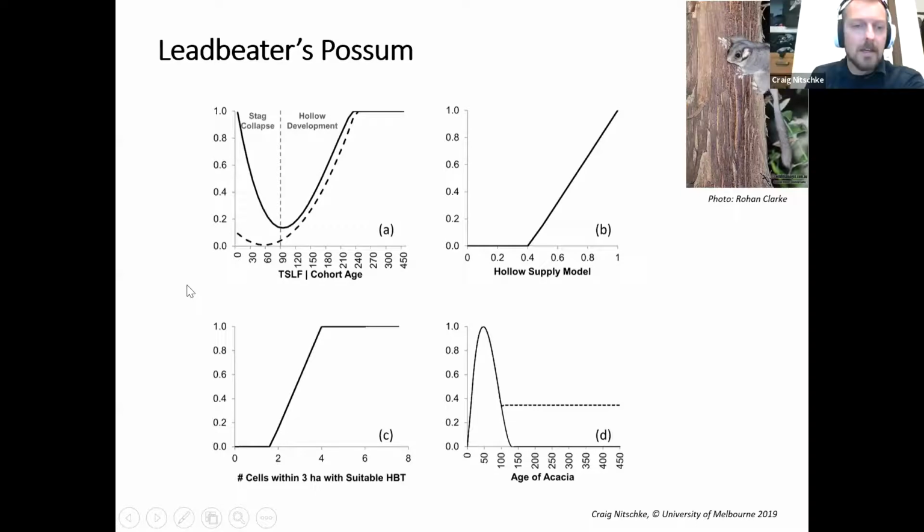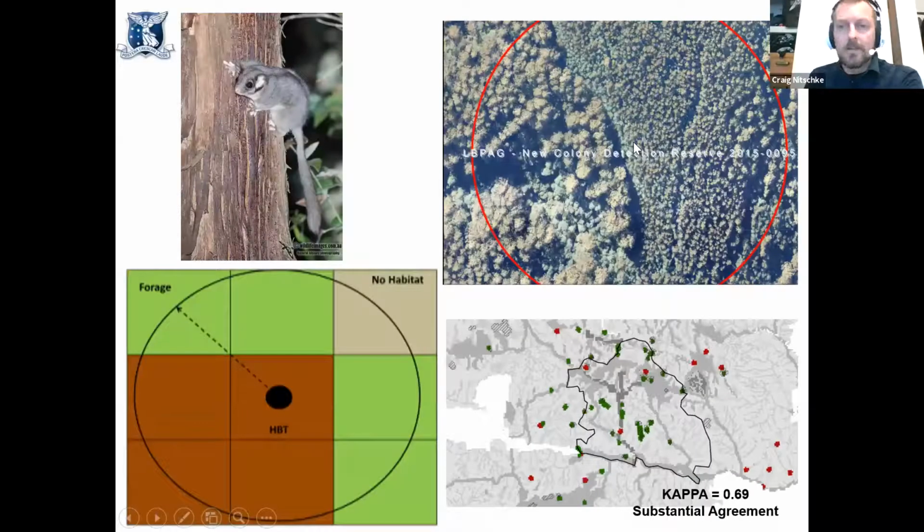They can actually co-occur or be in juxtaposition to each other, and that's forming habitat. So this is a good example where a Leadbeater's possum colony has been detected in a regrowth area, and so they're foraging in this half, but they're nesting in an old forest in this half. So our approach allows that dynamic to be considered. And we tested the model, and it does really well. Substantial agreement between observed sites and modeled sites that we said models should have possums in them.